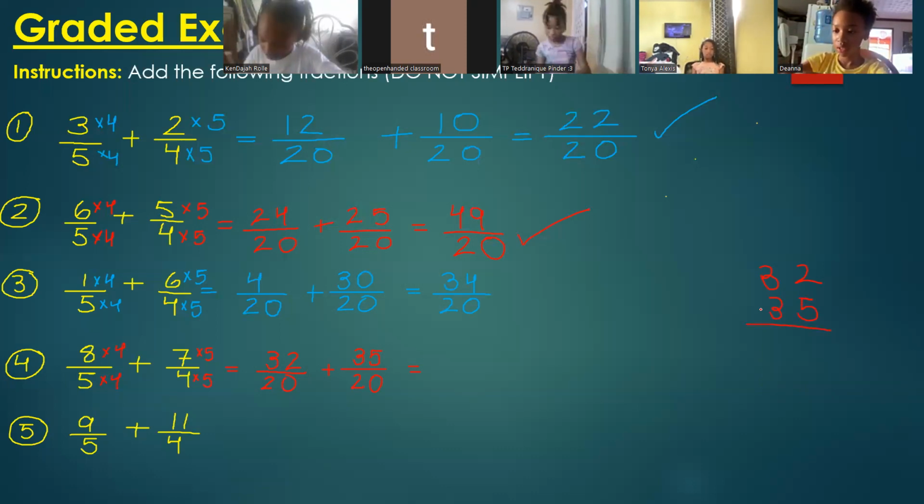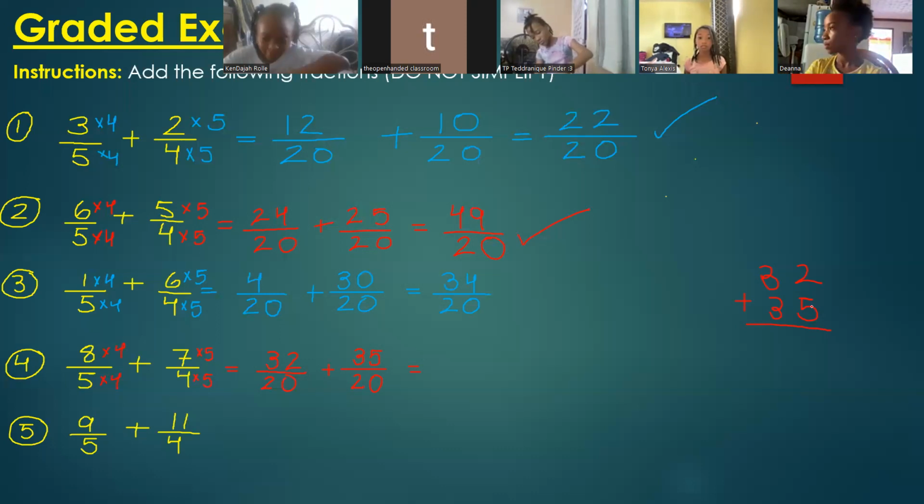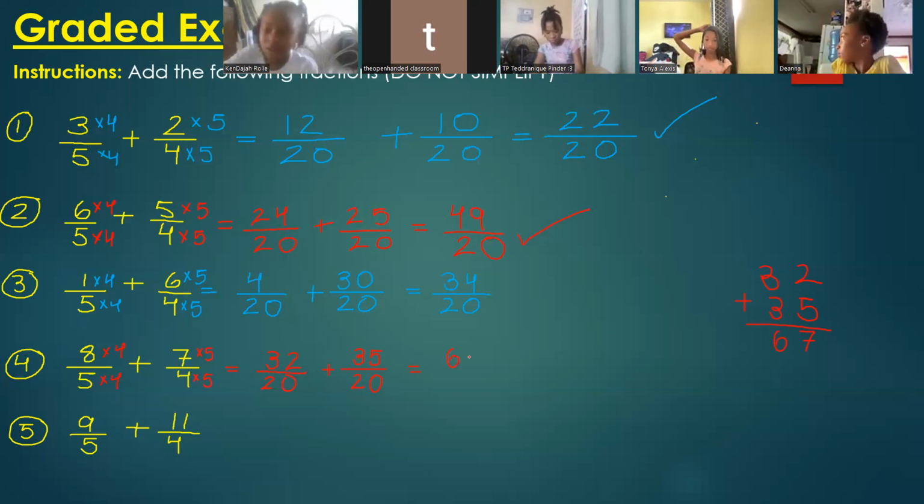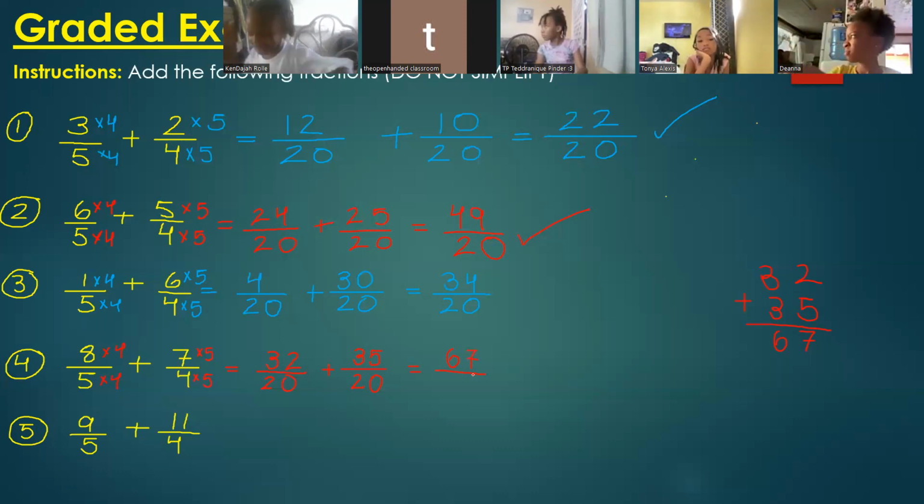So what is 5 plus 2? 5, 6, 7. 7. Very good. And what is 3 plus 3? 3, 4, 5, 6. Very good. So the answer is what? 76 over 20. You sure it's 76? 67 over 20. Very good.